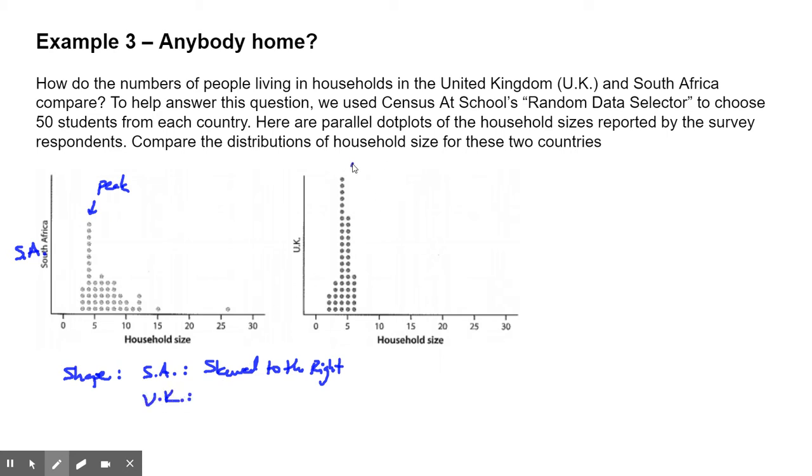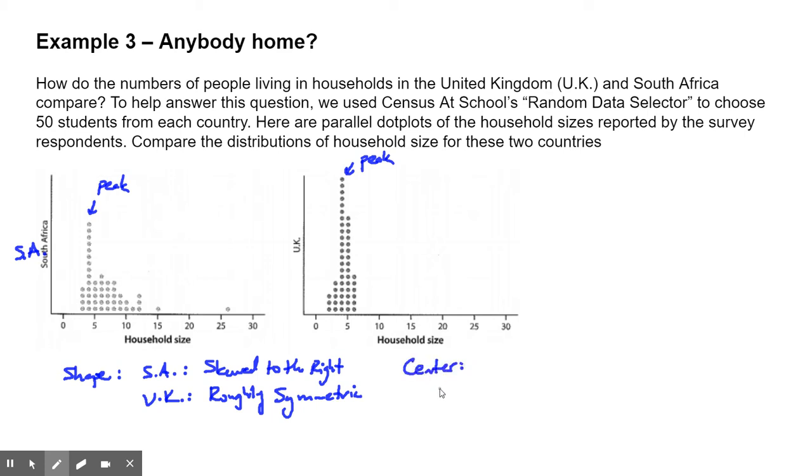So for the UK shape, the peak is right here. I would say the left and right side are about the same. I would say it's roughly symmetric. Now, again, you might say, but Mr. Chappell, look at that right side. 5 and 6 have a lot more dots than 3 and 2. It's not about the number of dots. It's about the length. So there's shape. Next, let's talk about the centers.